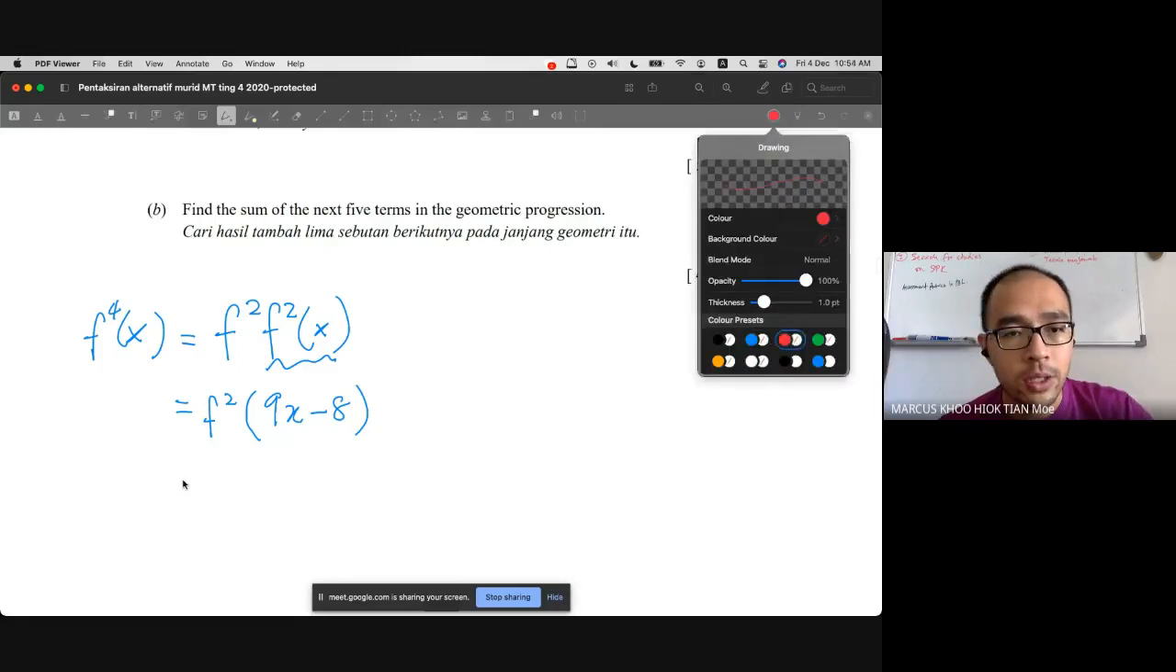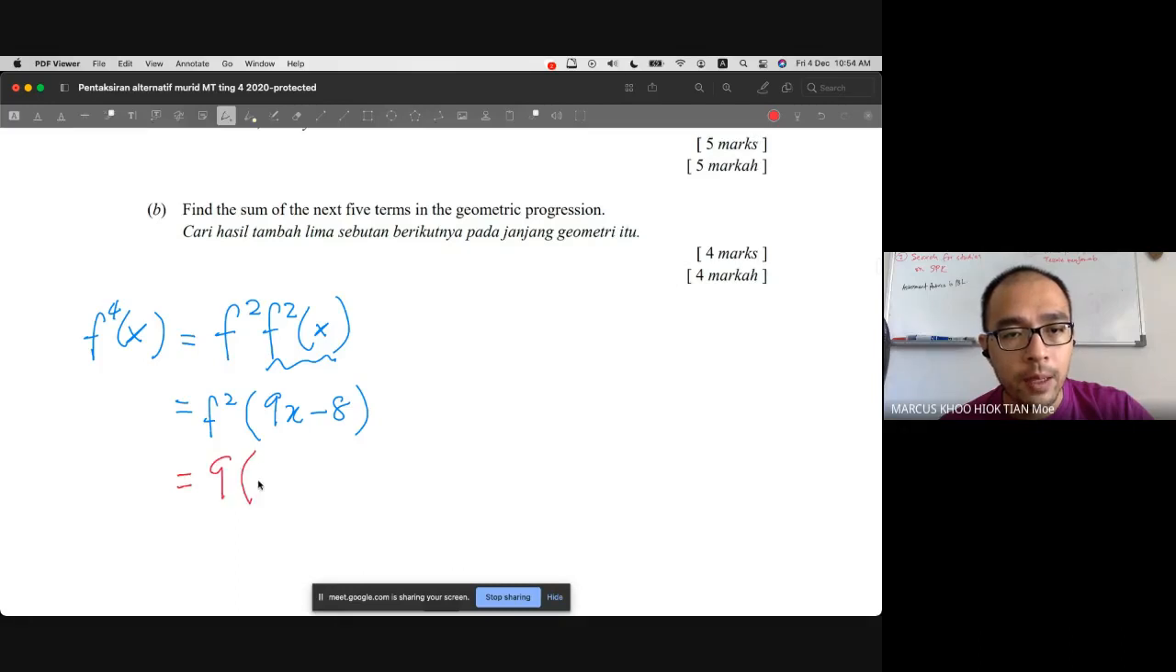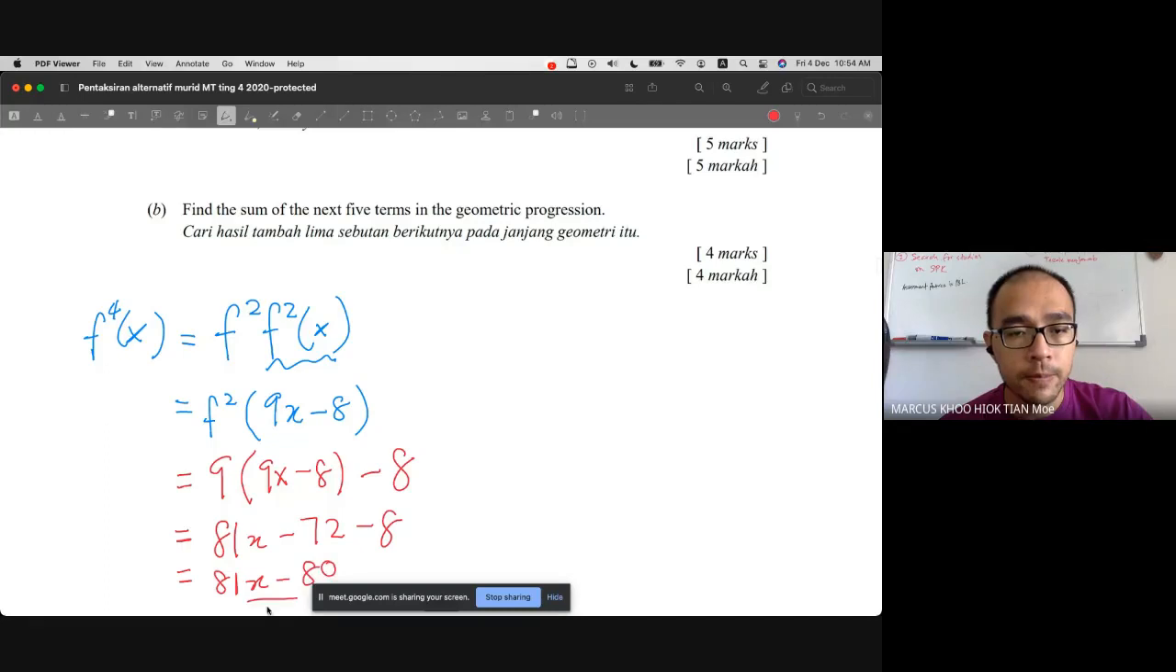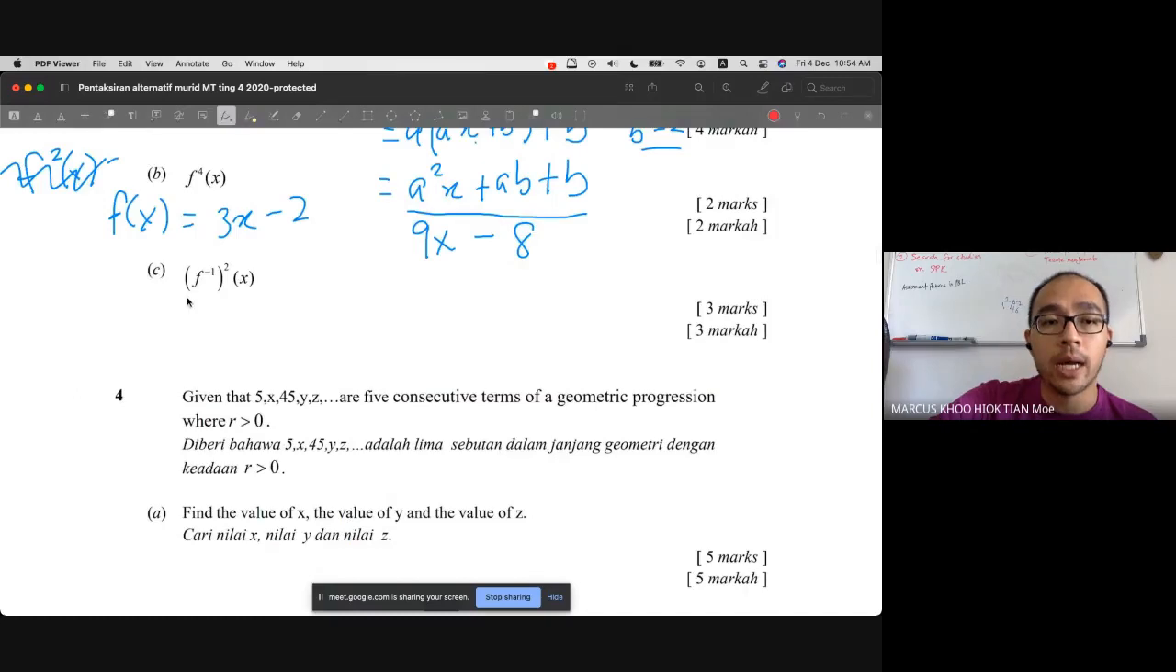Okay, 9x minus 8. So you substitute this again into the other f2. Okay, so you get 9x minus 8 minus 8. Okay, this is the original f(2x), and this is the x inside the f(2x). So when I simplify this, I'll get 81x minus 72 minus 8, which will give me 81x minus 80. Okay, 81x minus 80 should be.